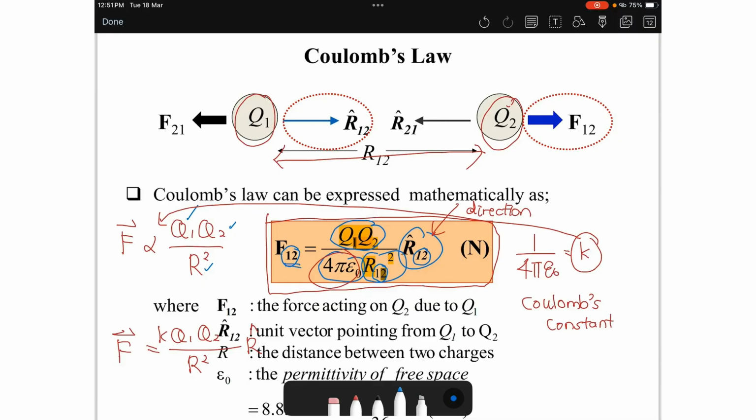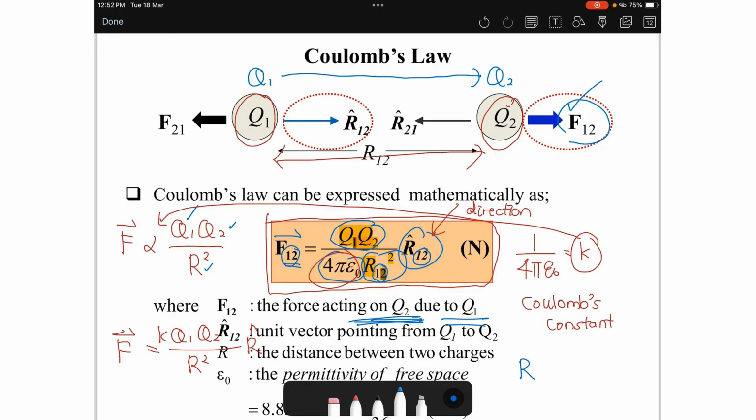So what is the meaning of 1, 2? If you want to find F12, it represents that you want to find the force acting on Q2 due to Q1, the blue one. So this Q1 will exert force on Q2. So we are calculating F12. If it is the other way around, it will be F21. Later we will explain about this F21.